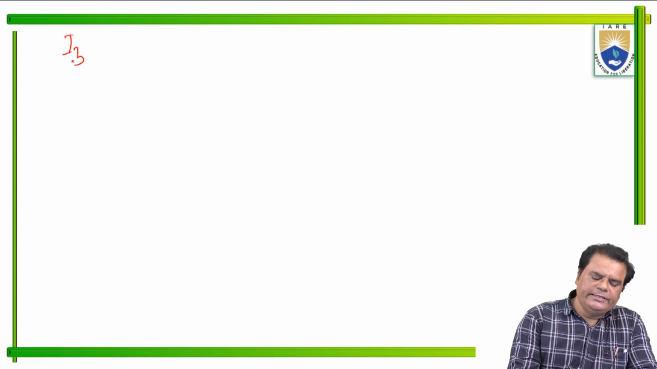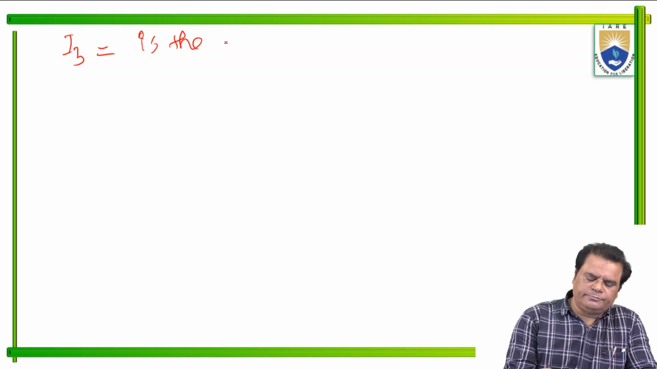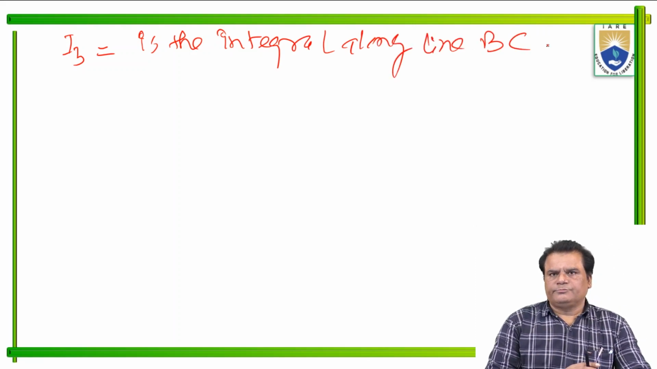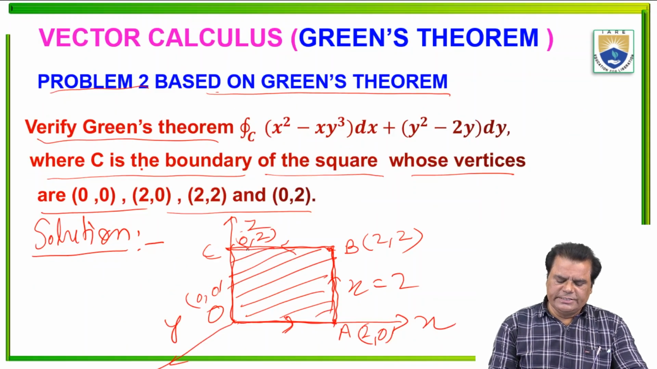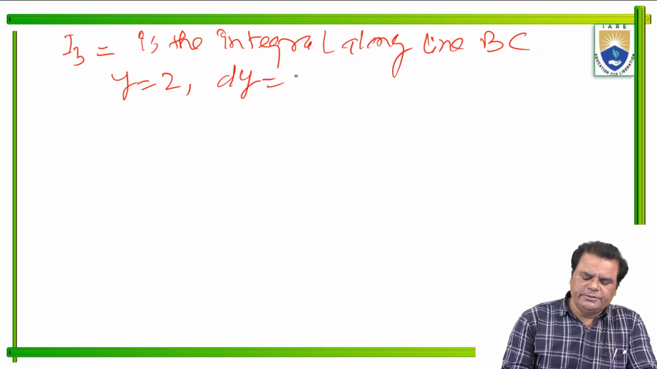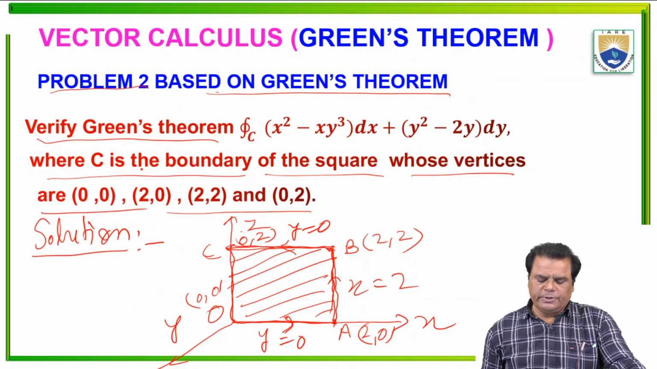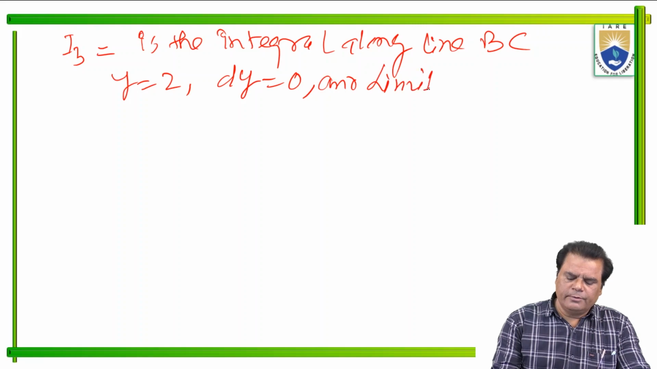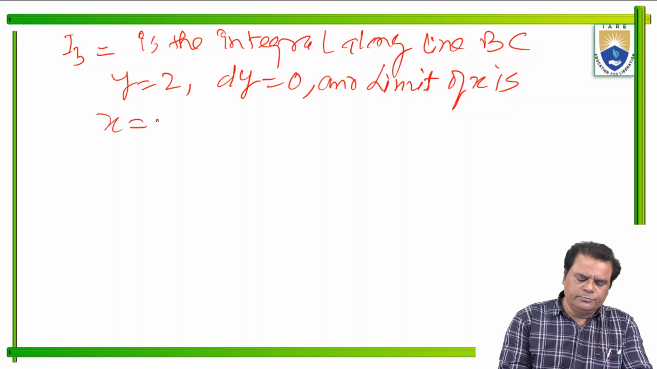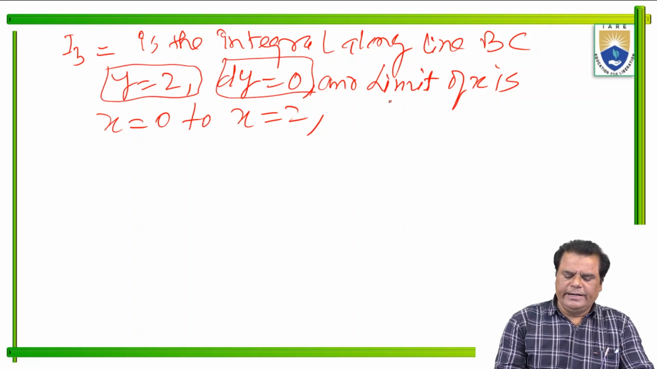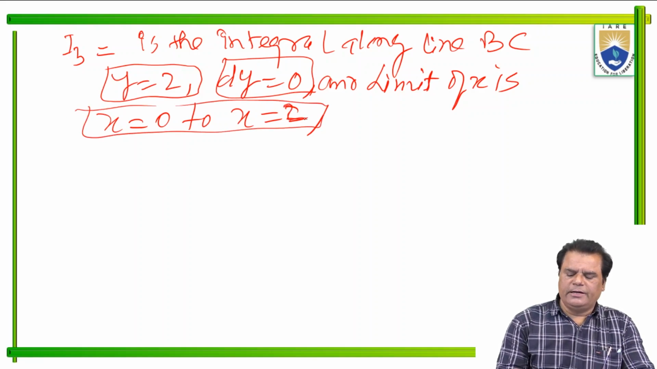Next is I3, the integral along line BC. What is BC? BC is this line, where y is 2. Along line BC, y equals 2, so dy is 0, and x goes from 0 to 2. So when integrating along BC, y equals 2, dy is 0, and the limit of x is from 0 to 2.